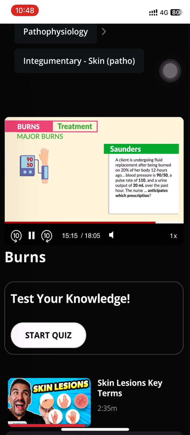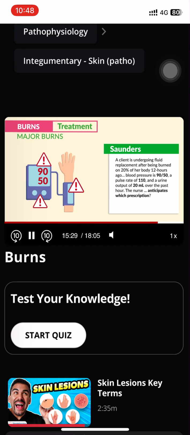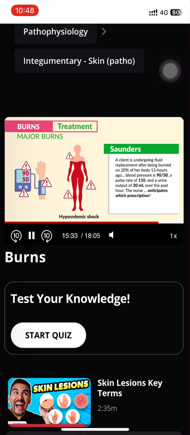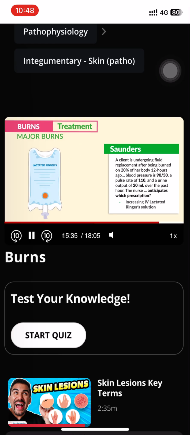The blood pressure is pretty low, 90/50, a pulse rate of 110, and a urine output of 20 mLs over the past hour. The nurse anticipates which prescription. Okay, so look at the key terms here. The BP is definitely not looking good. We're probably going to slip into hypovolemic shock for sure. So increasing the IV lactated ringer solution is the best option.